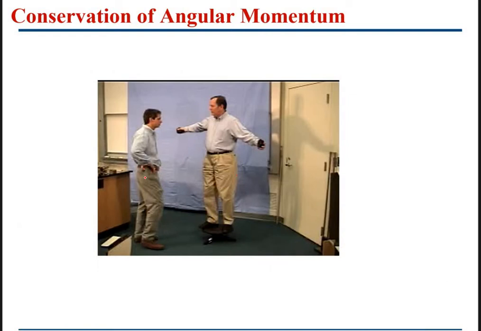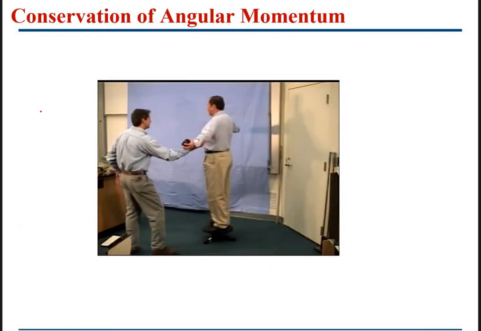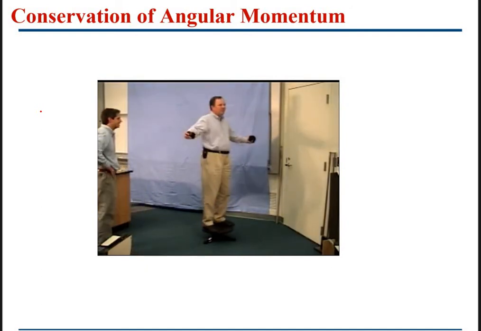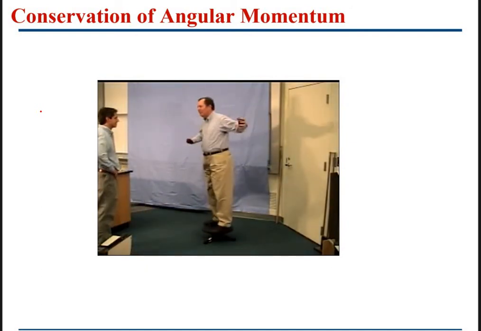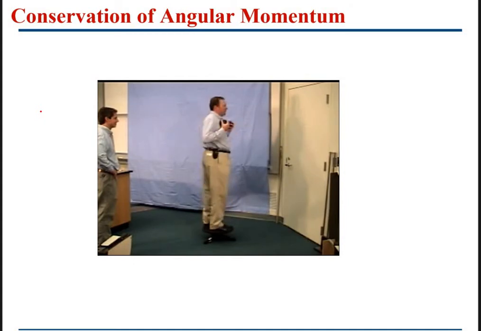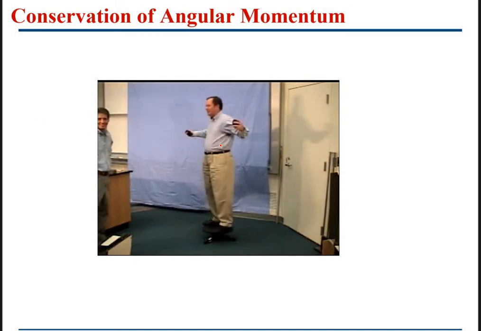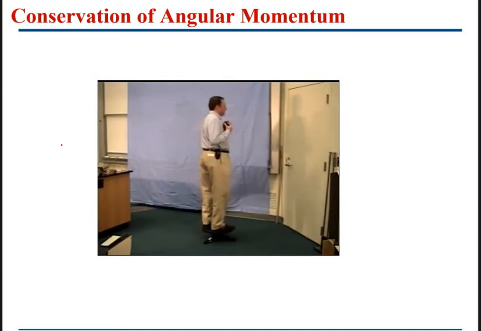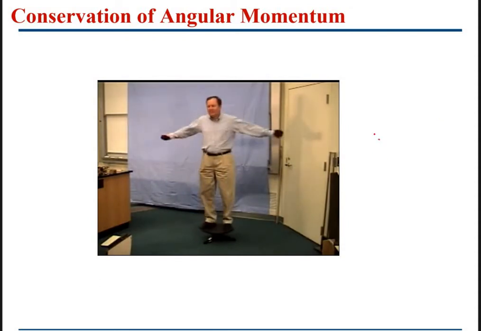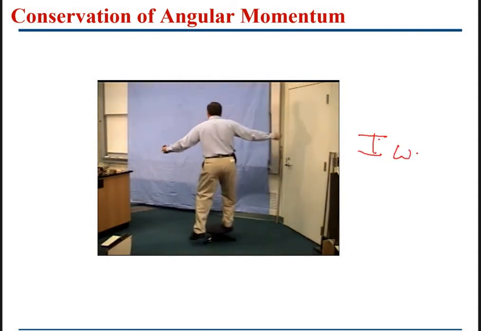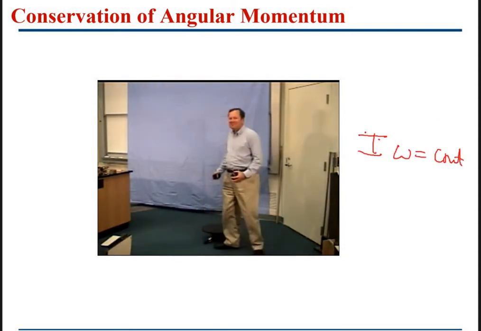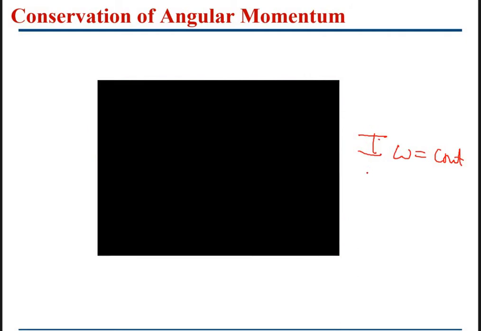This person, you can see, is holding two weights, and when someone rotates him, he's essentially an isolated system. When he brings the weights closer to his body, his angular speed increases. I omega again has to stay constant, right? So when he brings the weights closer, he's decreasing I, so omega has to increase.